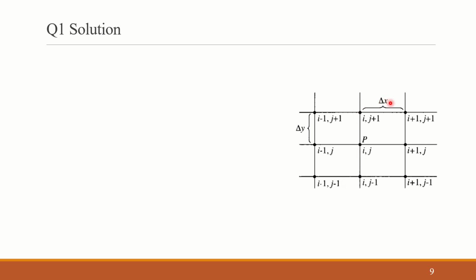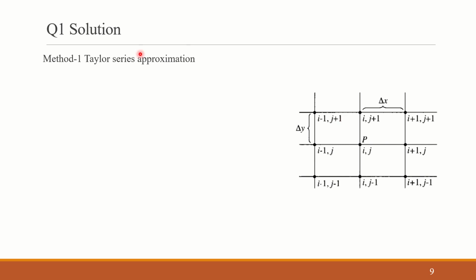From one point to the other we have a difference in distance of Δx, and from one point to the other in the vertical direction we have a distance of Δy. So P is at i, j, this is i-1, j, and this is i+1, j. From top to bottom, i remains the same because it is at the same x coordinate, whereas the y coordinate varies. At the top it is j+1 and at the bottom it is j-1. So we'll see how we get the solution for ∂²u/∂y² at i, j. We have actually two methods for this particular problem.